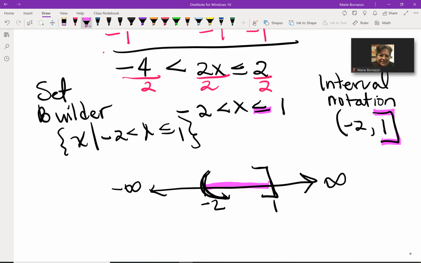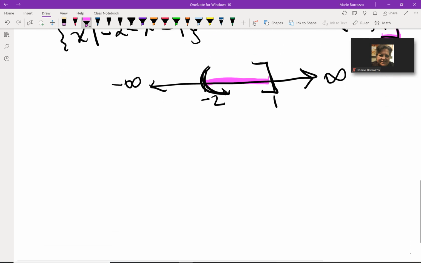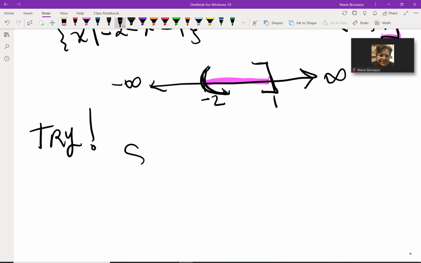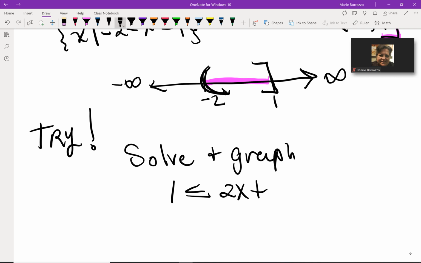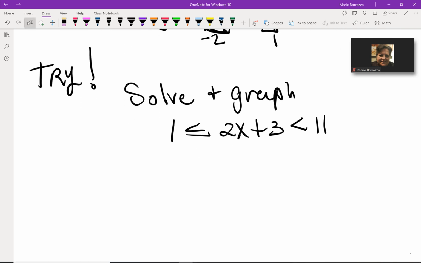So let me go ahead and give you a try question of this type. You can pause the video. So we're going to solve and graph. And when I say solve, I mean give me the interval and set notation for this and graph it. So they're giving us 1 ≤ 2x + 3 < 11. So if you're doing this at home or in the classroom, we're going to just pause the video for a few minutes, and here's your solution.